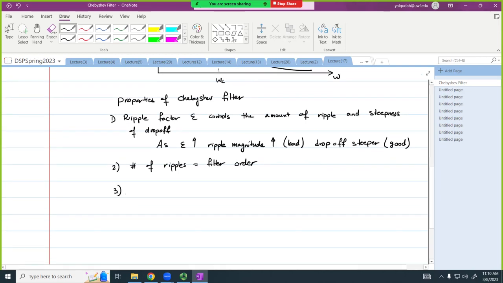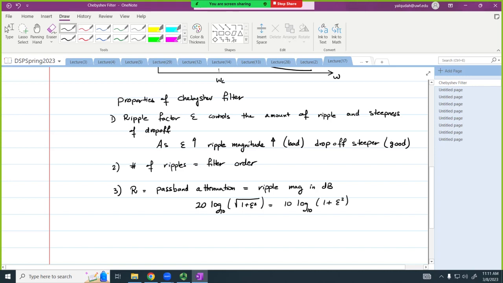And the third observation: R equals passband attenuation. We're going to define the passband attenuation as equal to the ripple magnitude in dB, and it's going to equal 20 log 10 of the square root of 1 plus epsilon squared, which equals 10 log 10 of 1 plus epsilon squared.